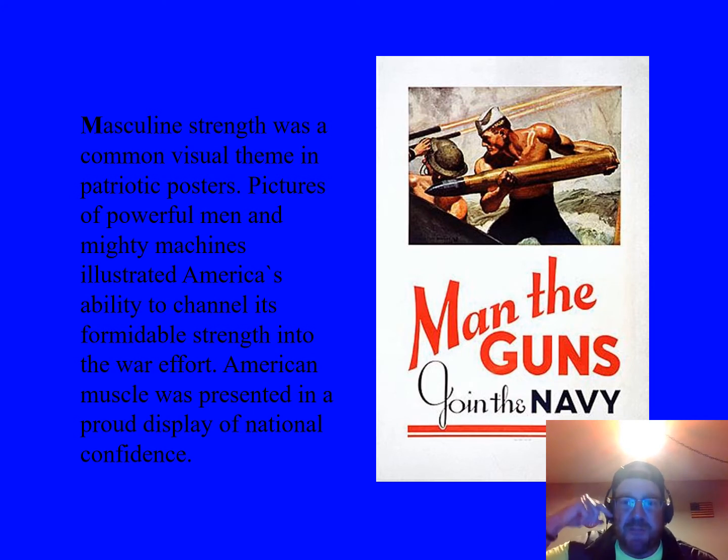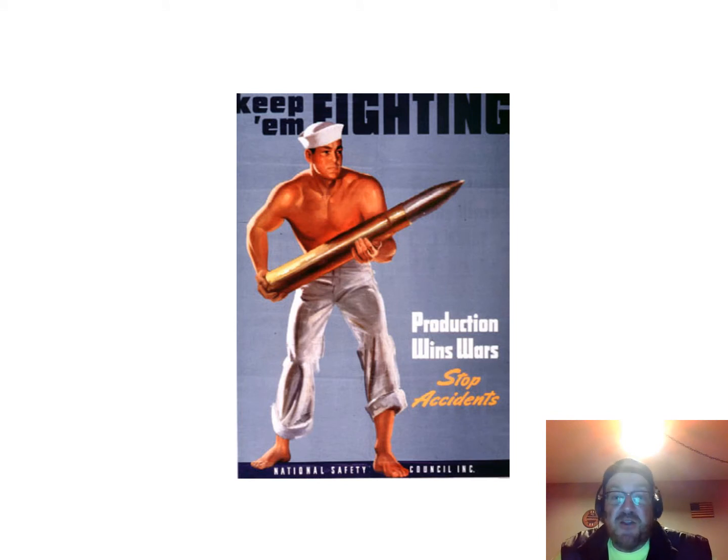We didn't use weak people. You didn't have guys that looked like Pee Wee Herman. They're muscular. They're good looking. They're tough. This one is obviously trying to get people to join the military, join the Navy. All right? So that's one of the ways how the United States used propaganda to get people to join the military effort. Here's another one. Production wins wars. Keep them fighting. Join the workforce. You know, if you're not out there actually fighting, you weren't drafted into the military, you didn't sign up yourself, you can still help out at home.